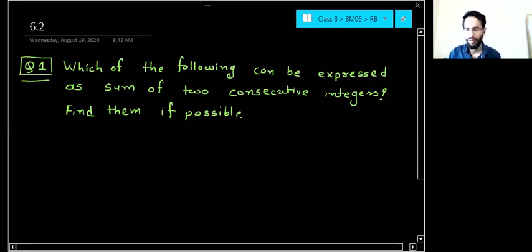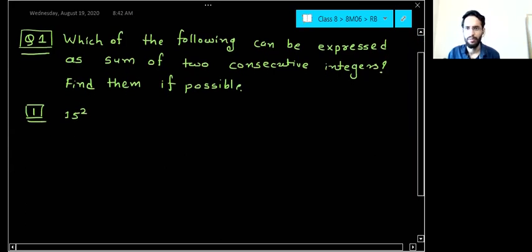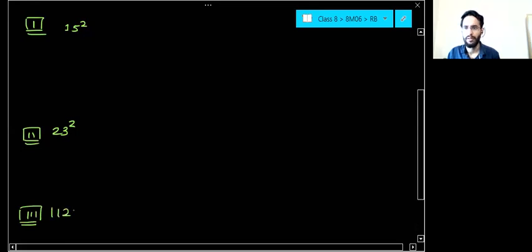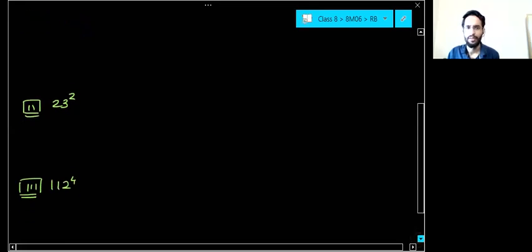In this, they have given you 4 questions. The first question is 15 square, right? Next question is 23 square. Third question is 112 square. And fourth question is 98 square.